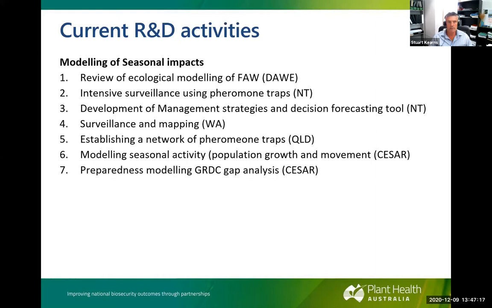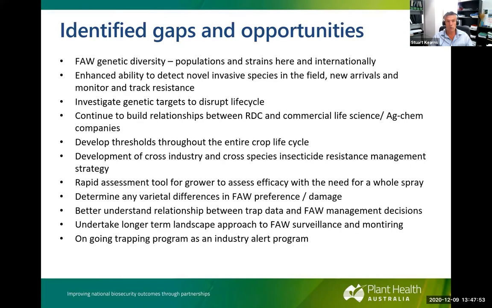And then the last area, modelling of seasonal impacts. As you can see, a similar range of organisations is involved. Northern Territory and WA are doing surveillance and mapping using pheromone traps. Queensland is establishing a network of pheromone traps and reporting that through its beat sheet program. And CSIRO is looking at some work, modelling seasonal activities, moving from average climate through to more seasonal, within-season climate activities. So as you can see, there's a lot of work.